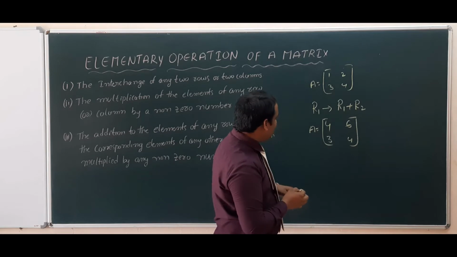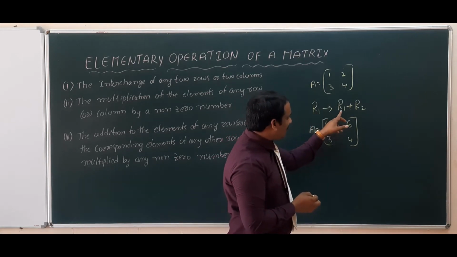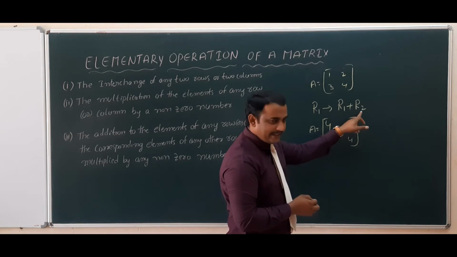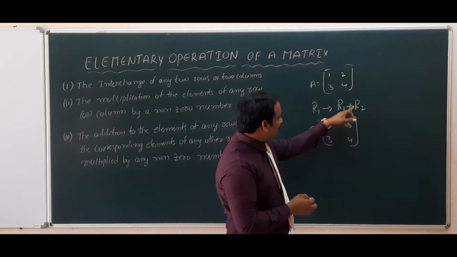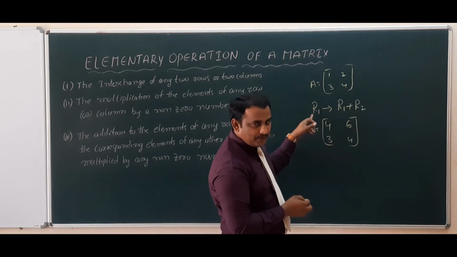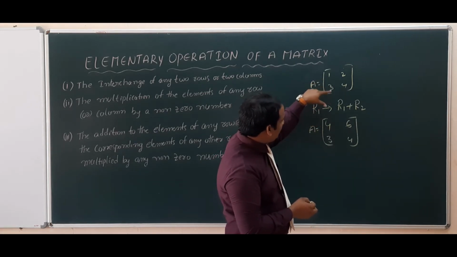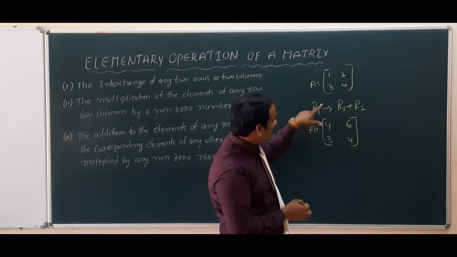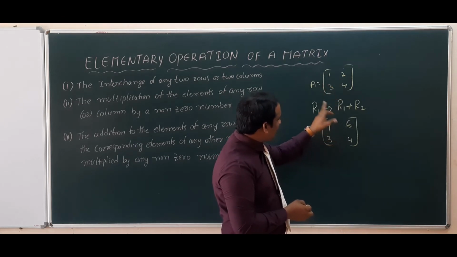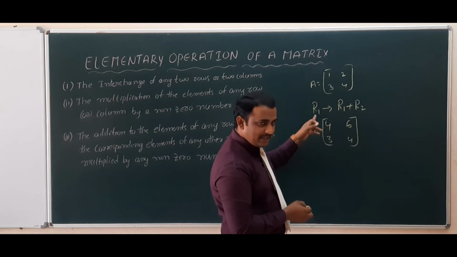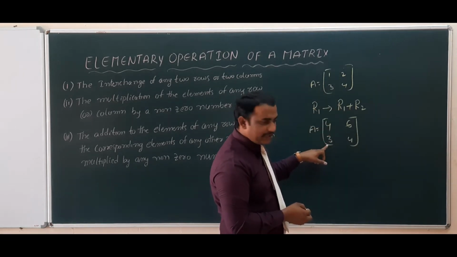Understand once again? Here R1 implies R1 plus R2. We have to sum the first row and second row. That resultant of the elements you have to write in the place of the first row, R1. Here I do 1 plus 3, 4. I have written it in the place of R1. 2 plus 4, I have written in the place of the first row. Now the second row, I have not written any condition. Directly the second row you can write here.